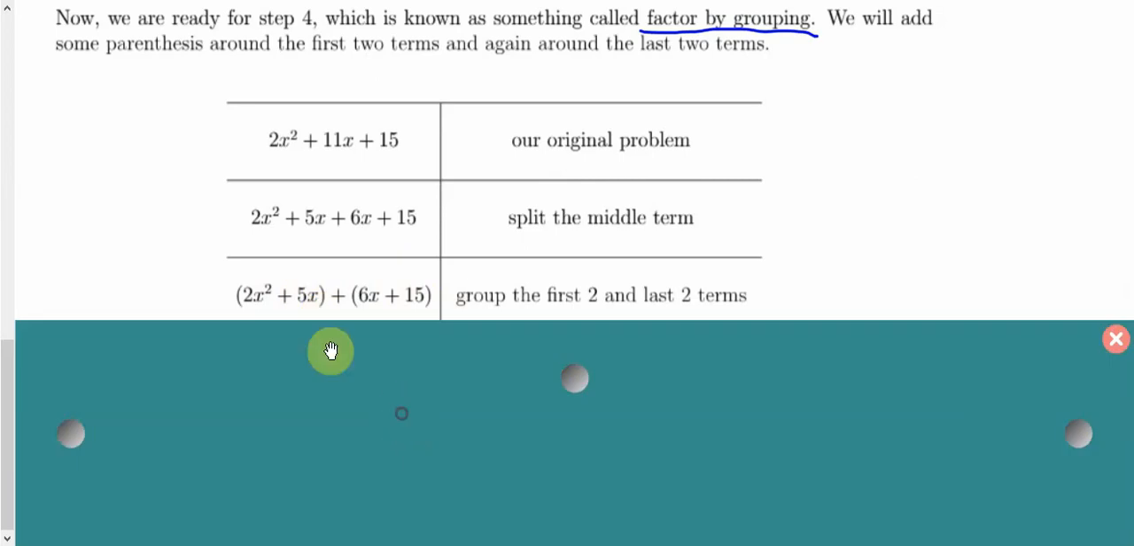Now, some of you may ask, does it matter which order I put the 5x and the 6x in when I split it? And the answer is no. You'll get the same answer in the end. Your second and third and fourth steps may look slightly different, but your last step will be the same.